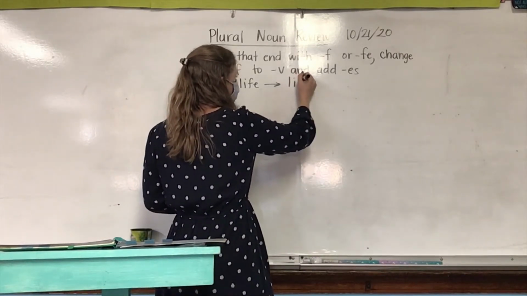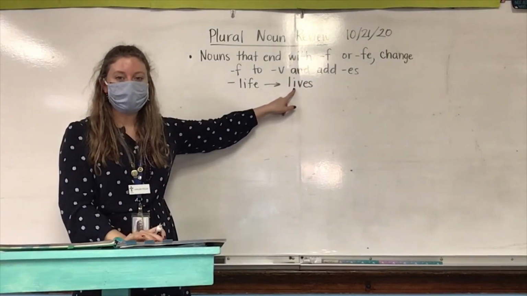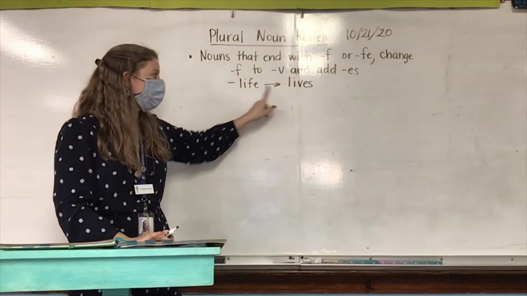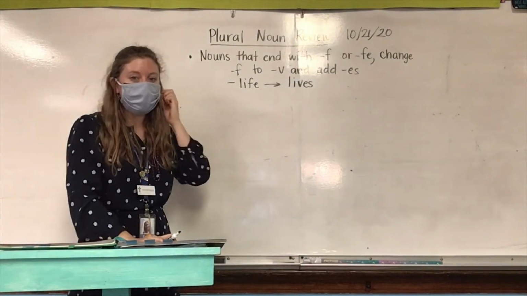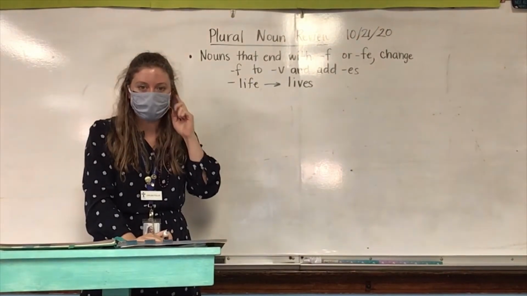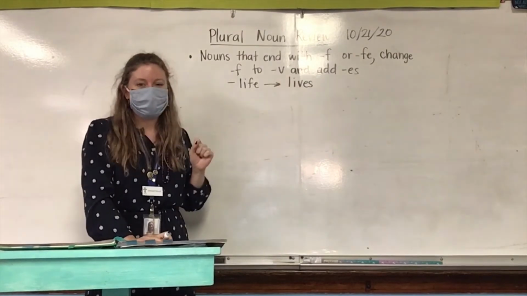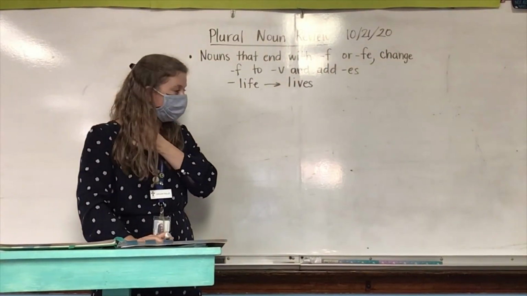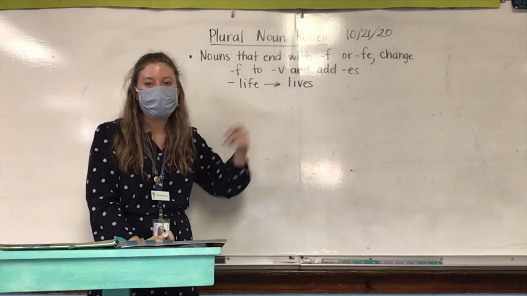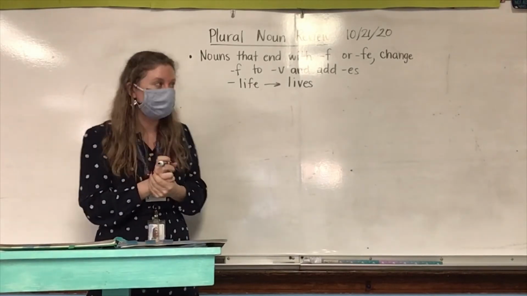L-I, we change the F to a V and we add E-S. Now, yes, Carla, this does look like lives, but that's the verb. Live is the verb. Life and lives is the noun. So if you say lives, you're saying she lives down the street. That's a verb. If you're saying lives, you're saying a cat has 9 lives. We wouldn't say a cat has 9 lives, and we wouldn't say she lives down the street. So you have to make sure that you're saying the word correctly.